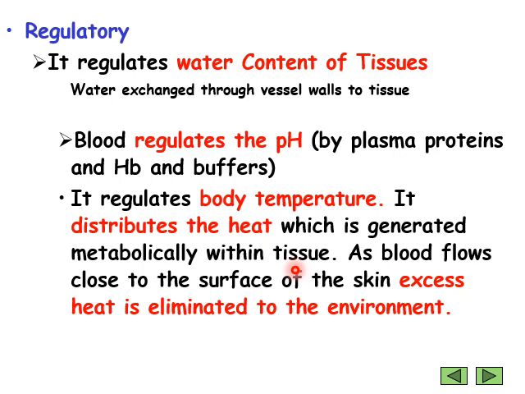Now excess of heat is being distributed by the blood, and as the blood flows to the surface of the skin, excess amount of heat is eliminated to the environment. So this is how it is regulating the body temperature. Okay, that it distributes the heat towards the surface, towards the skin capillaries, and through the skin capillaries it loses out to the environment, and so it regulates the body temperature.